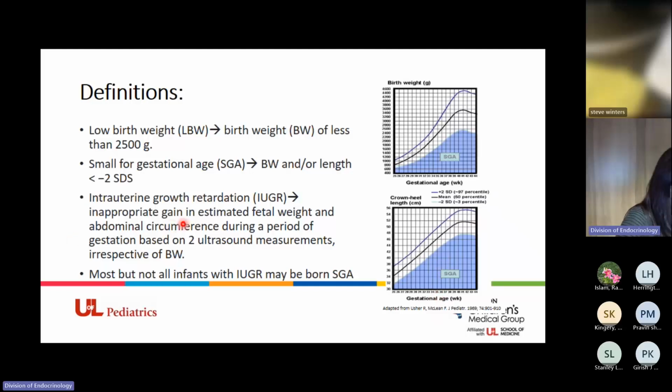And then IUGR, which I feel like we often tend to confuse with SGA, refers to basically poor weight gain and poor growth of abdominal circumference between point A and point B during pregnancy. So on two separate ultrasounds, there's just not enough gain of weight between two points. And that's actually regardless of what the birth weight is. So most, but not all, infants with a history of IUGR on different ultrasounds will be born small for gestational age.